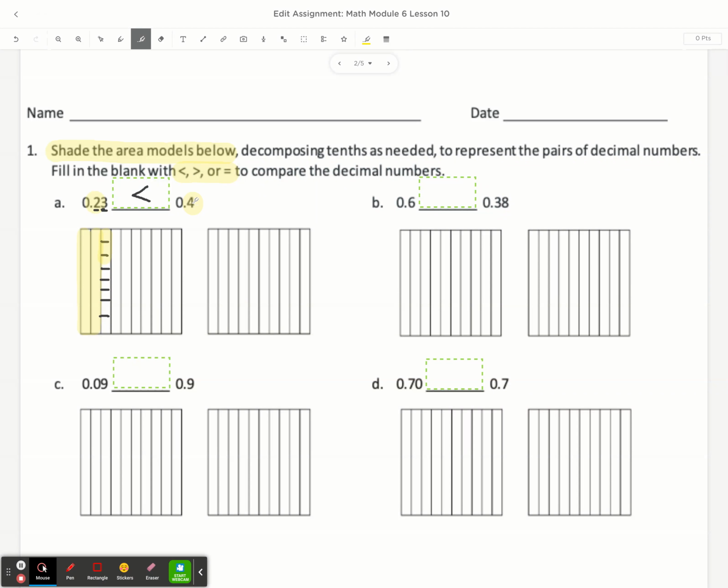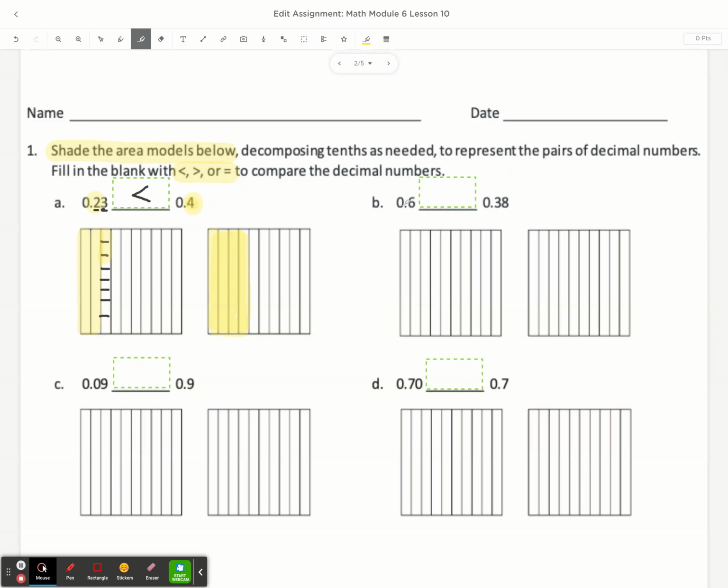Now for 0.4, I have a 4 in the tenths place, which means that I have to shade in 4 tenths, or 4 columns. And I have no numbers in the hundredths place, so I don't have to do anything with that. But right now I can see that this number is in fact bigger because there are 4 columns that are highlighted all together, whereas this one only has 2 and part of a third one highlighted.